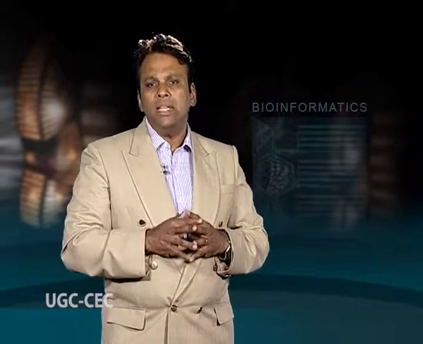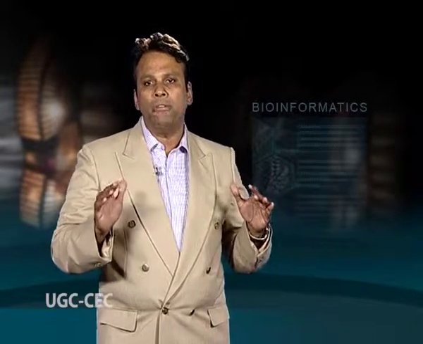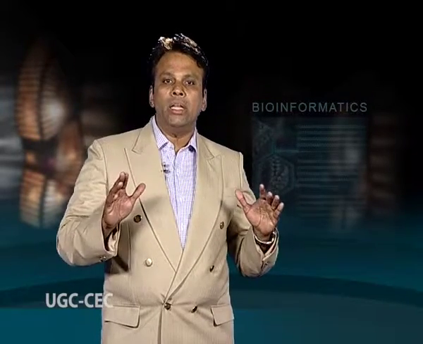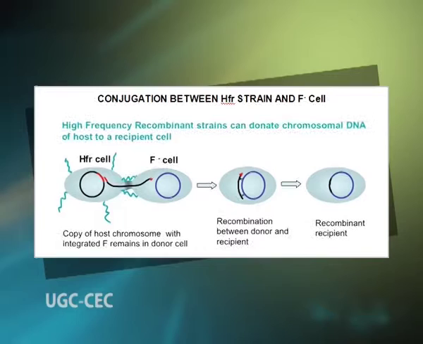The F factor can integrate into the host chromosome at any one of many sites by a mechanism that appears analogous to the integration of the chromosome of a specialized transducing phage, namely a site-specific recombination event. The integration of the F factor is believed to be mediated by short DNA sequences called IS elements, that is insertion sequences. Conjugation also occurs between Hfr cells and F minus cells.